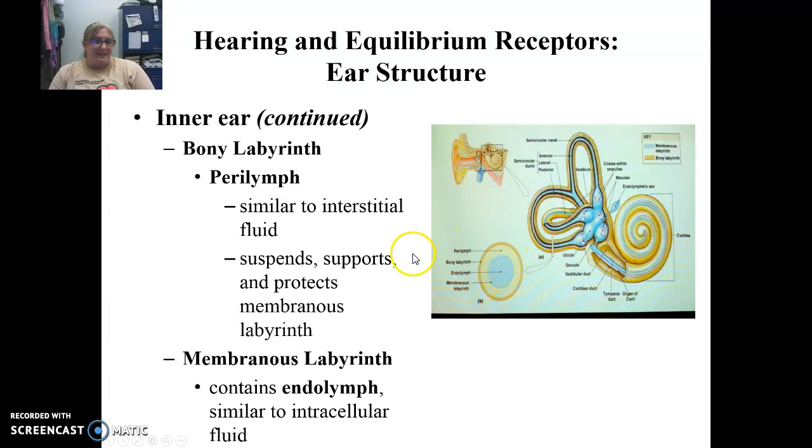And so I have the same picture here showing this. This is the inner ear. So we have the actual bone making up the bony labyrinth. And then inside we have the membranous labyrinth, the blue. And then outside here, between the bony portion of the temporal bone and the membranous labyrinth, we have perilymph. And then inside the membranous labyrinth is the endolymph.